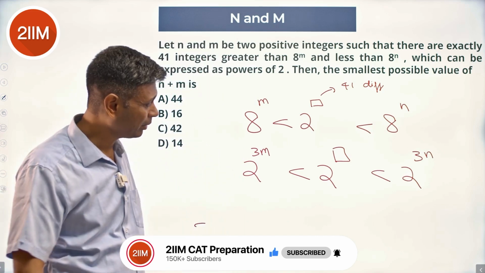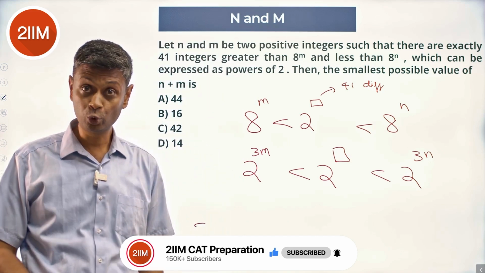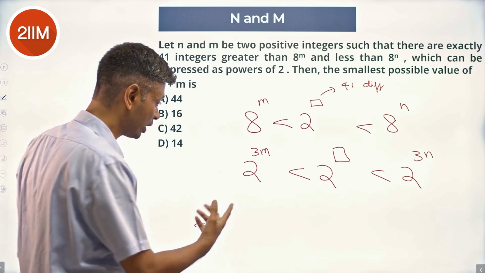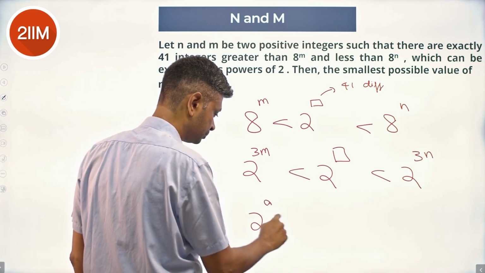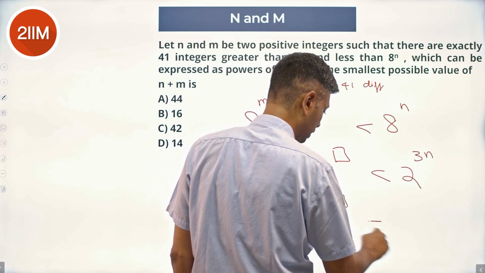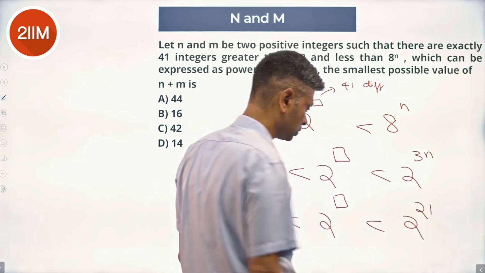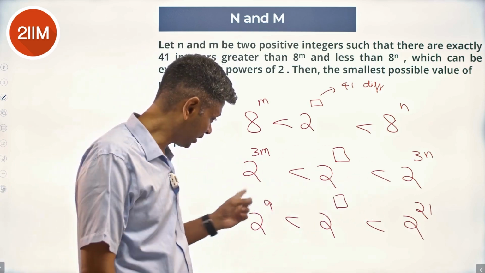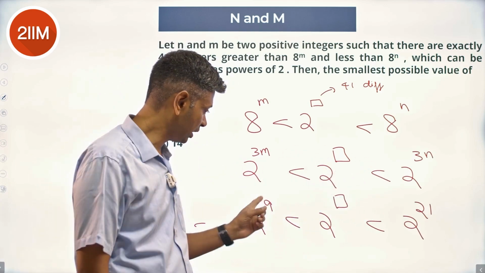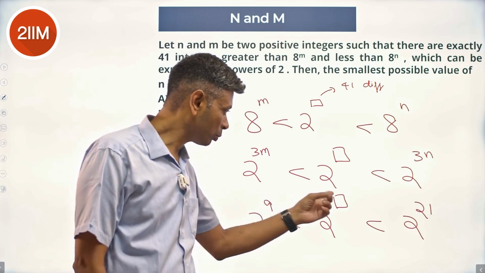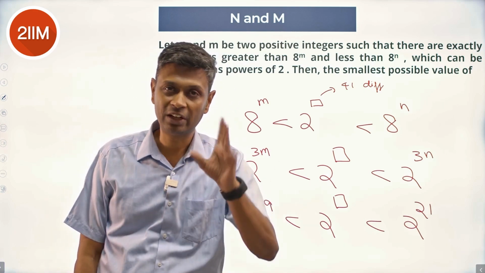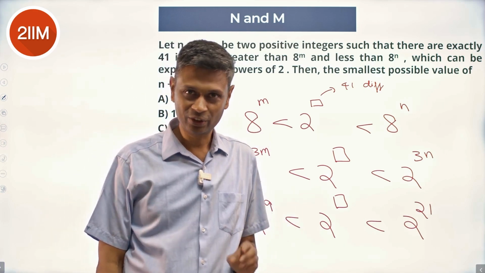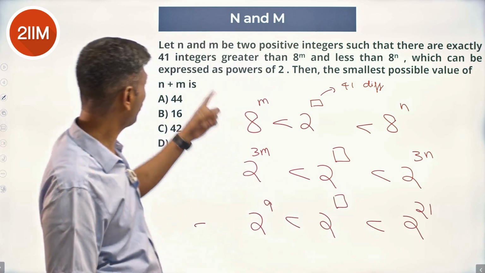So 3m and 3n, how many different values can there be? Let's say we're looking at numbers from say 2 power 9 less than 2 power something less than 2 power 21. How many values can n take? 10, 11, 12 till 21. 21 minus 9 is 12. So there cannot be 12 different values, there can be 11 different values. Nice. So it's a very important adjustment, because otherwise this 41 won't come.